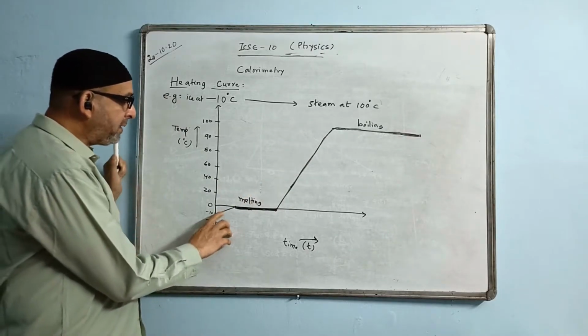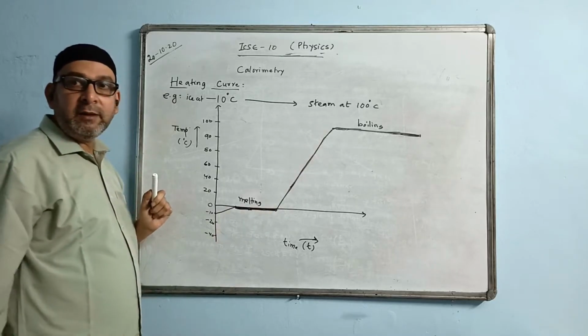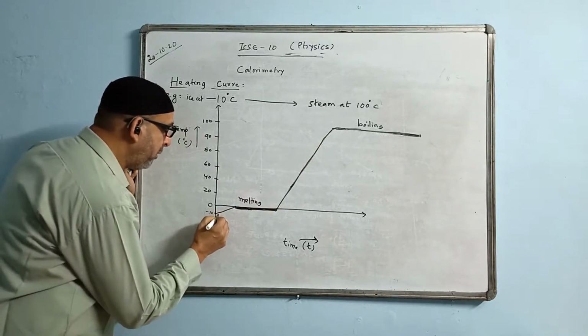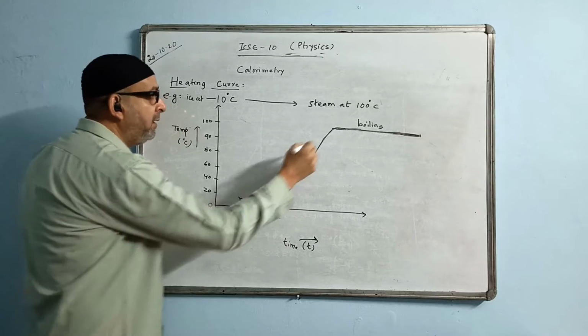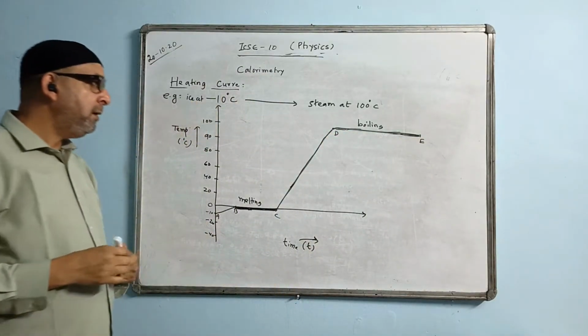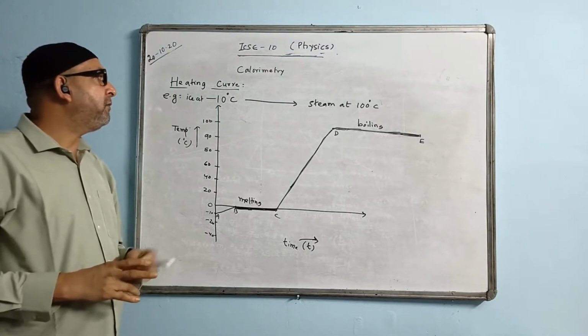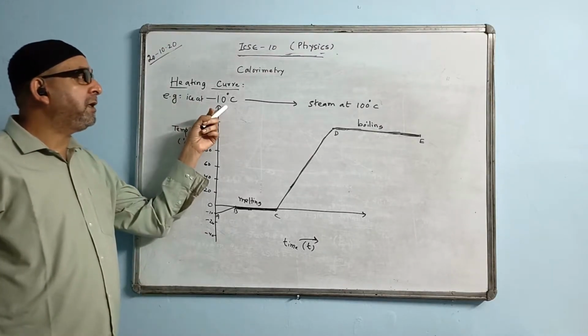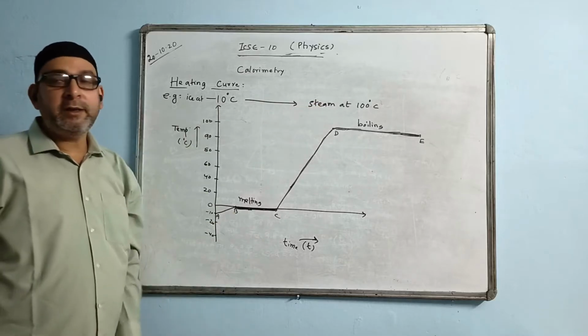And here the temperature is rising, here also the temperature is rising. So if I name these points as A, B, C, D, E. This is the heating curve to show the conversion of ice at minus 10 degrees Celsius into steam at 100 degrees Celsius.